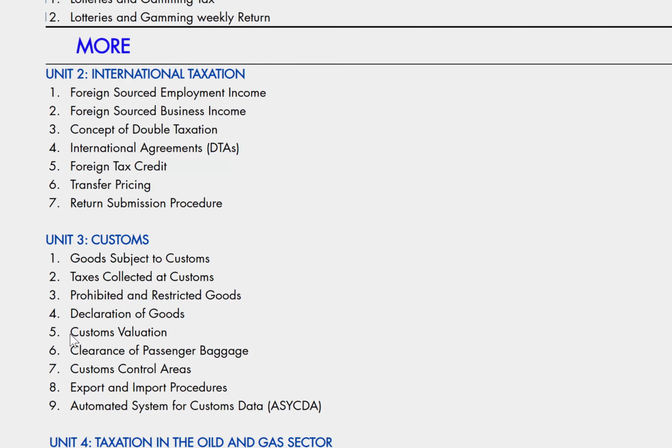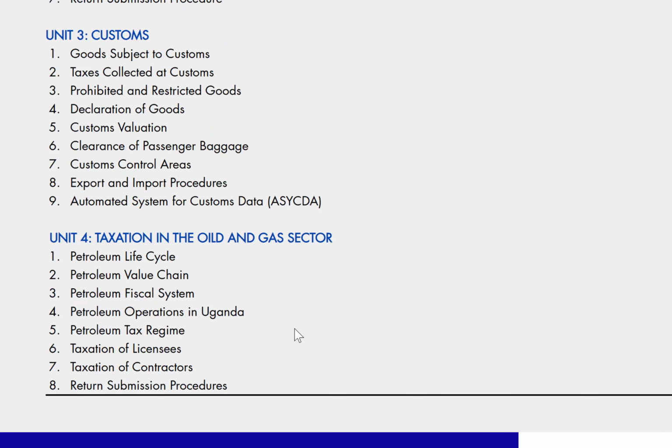We shall be taking you through customs valuation using practical real life scenarios, because we've been doing this for over 15 years. We have experts running this cohort, so you're going to get knowledge you will not get anywhere. So you should join the course, learn the customs valuation, clearance of passenger baggage, customs control areas, a lot of stuff. We are also giving you the opportunity to learn the automated system for customs data, the ASYCUDA at URA. So a lot. Oil and gas is also here.